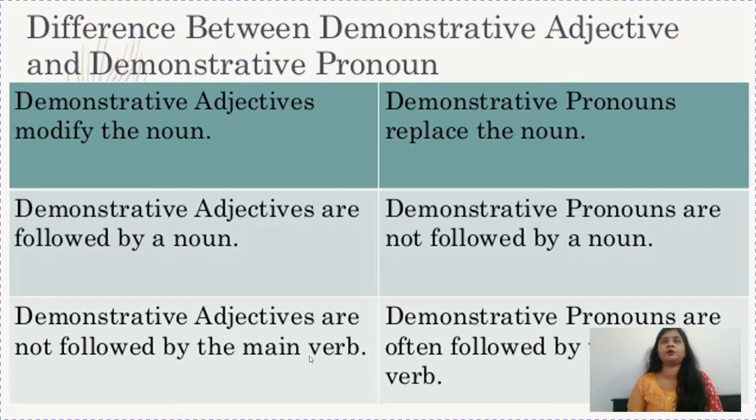So what's the most important thing, children, you have to keep in your mind? That demonstrative adjectives describe a noun. So it's very important that beside the adjective, a noun should be there. And a pronoun, we know it is used in place of a noun. So you have to replace the noun. So a demonstrative pronoun should always be followed by a verb. So this is the basic difference. Please remember it. You will never face a problem.